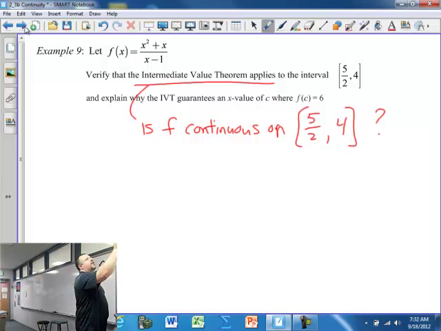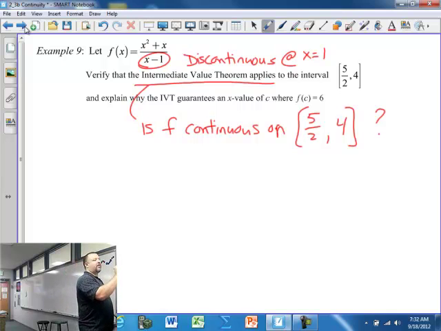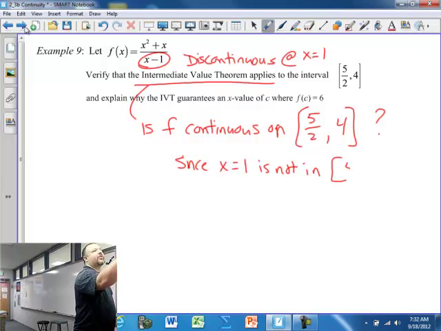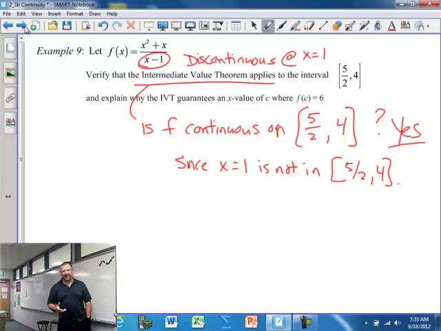Well, this function has a discontinuity. Basically, it has a vertical asymptote at x equals 1. But we don't care what kind of discontinuity. We just care the fact that it's discontinuous at x equals 1, but 1 is not in my interval. X equals 1 is not in the interval 5/2, 4. So the answer to this question is yes. The intermediate value theorem is applicable.